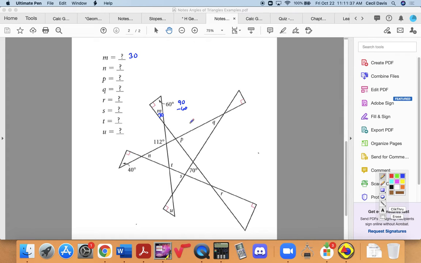Okay? All right. Angle N, we can find it almost as fast. Is N 112? No, N is not 112. 90 minus 40? It's 50. And it's a vertical angle, so that's 50.